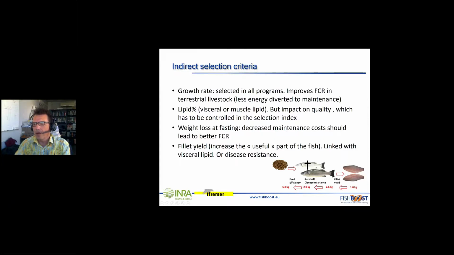Also through survival, because if you rear fish that are not sold at the end, you have spent feed for nothing. And then feed efficiency. So you may consider that the global feed efficiency of the system is the combination of all this. So if you increase fillet yield, survival and disease resistance, and of course feed efficiency, you may increase even more the global efficiency of your system.